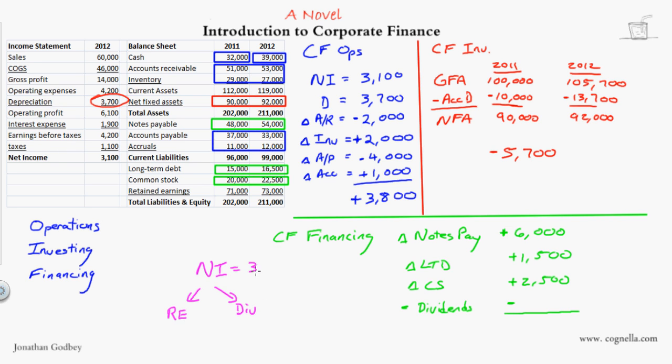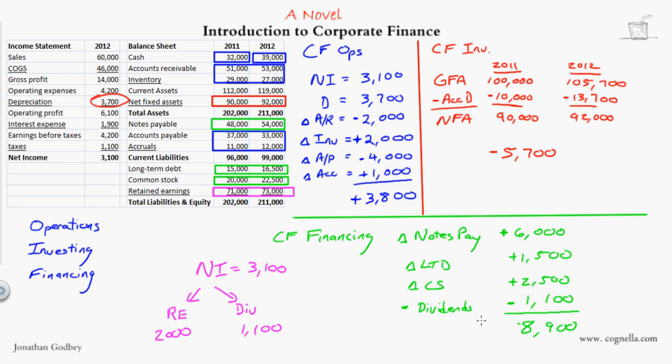My net income was $3,100. So what about my retained earnings? Well, retained earnings increased by $2,000. That means that in the course of 2012, I retained $2,000, right? Because they increased my retained earnings. That means I must have paid out a dividend of $1,100. So this is going to be minus $1,100, and that gives me cash flow from financing of $8,900.